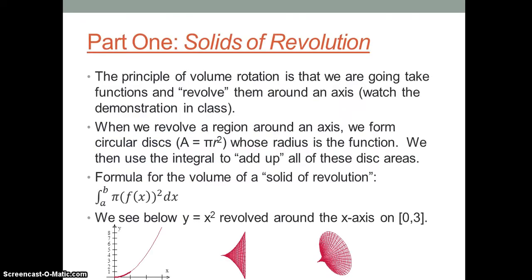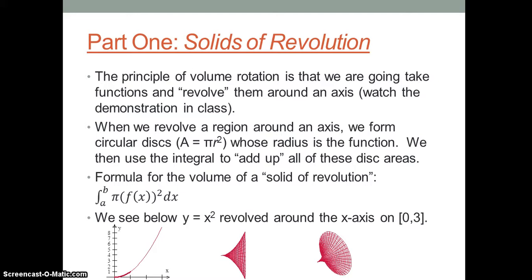We did a little bit of this earlier in a lab. We're going to start out with what are called solids of revolution. And the principle of our volume rotation is that we're going to take functions and we're going to revolve those functions around an axis. So one of the things that we see in the lab and that we've talked about is when you revolve a horizontal line around the x-axis, you form a cylinder. When you revolve a semicircle around the x-axis, you get a sphere. All these sorts of shapes are formed by rotating a function and revolving them around an axis.